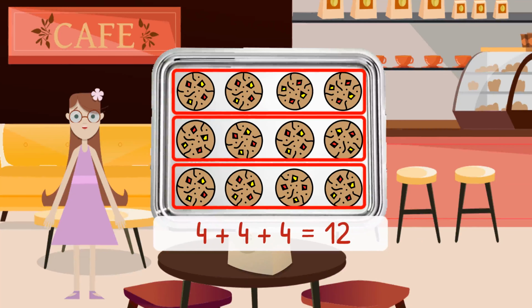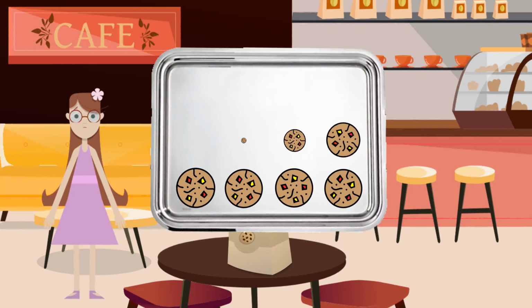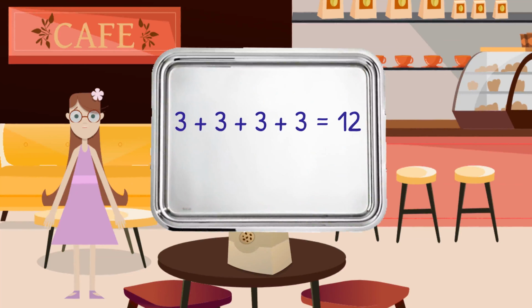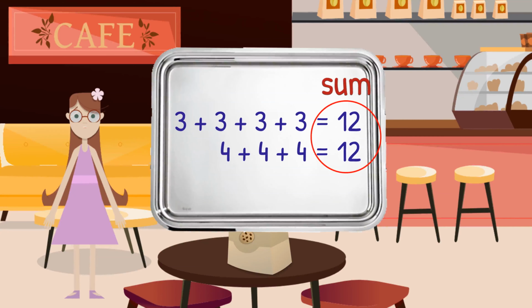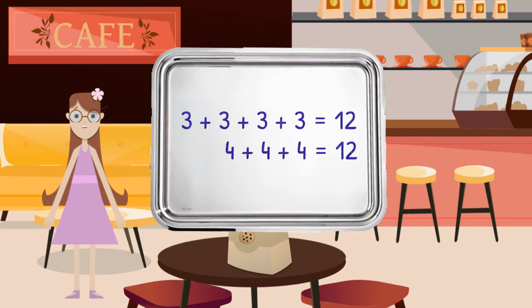We are able to use addition in 2 different ways with this rectangular array. All of the numbers are equal addends of the sum. The sum is our answer. The addends are the numbers we add together to make the answer.